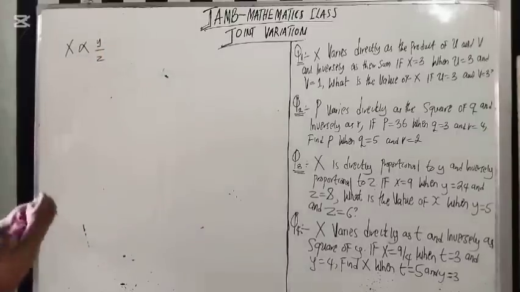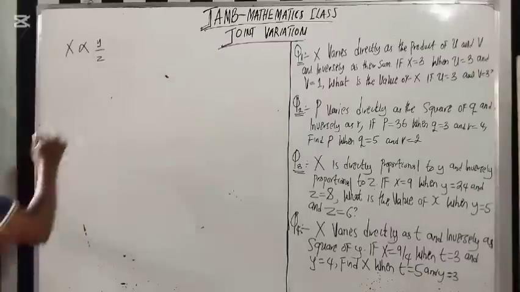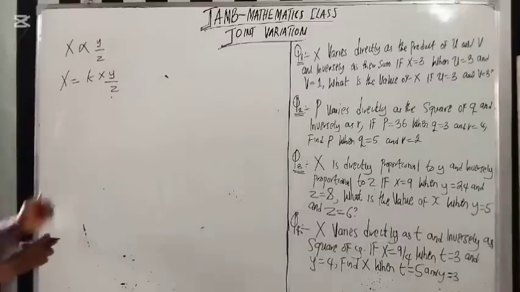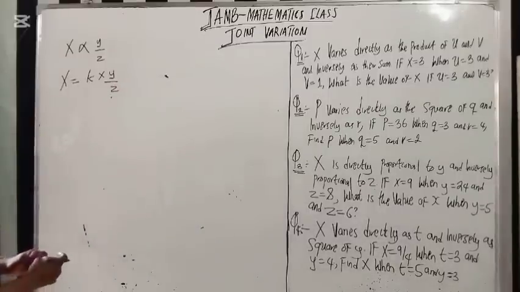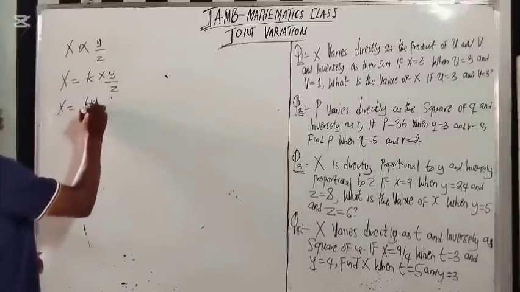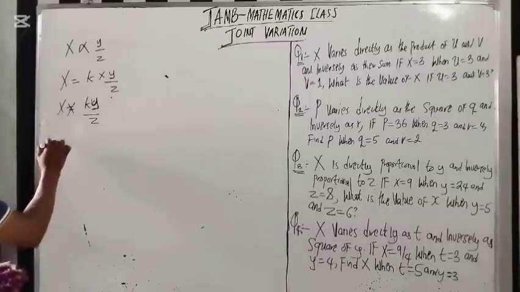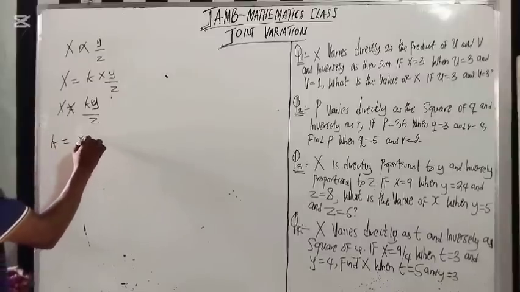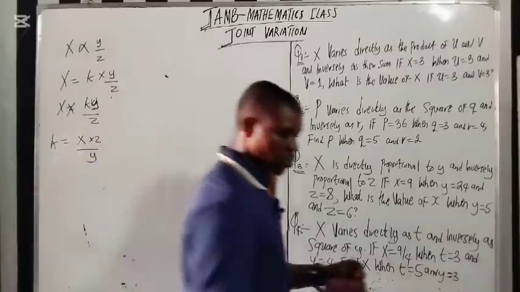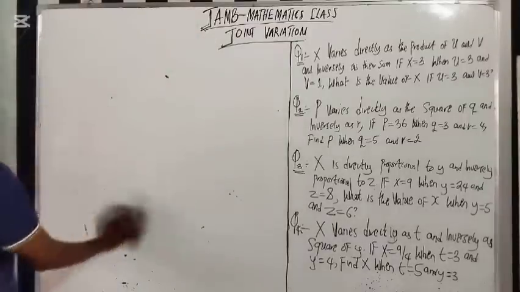Do you see that? So when you have something like this, you have to introduce a constant, right? If you introduce a constant, you are going to remove the proportionality sign. We're going to have x equals k times y over z. Now let's make k the subject of the formula here. So here we have x equals ky over z. Make k the subject of the formula when you cross multiply here: k equals x times z divided by y. This is that. Now let's solve some problems so that you understand it better. So now let's solve the first problem.